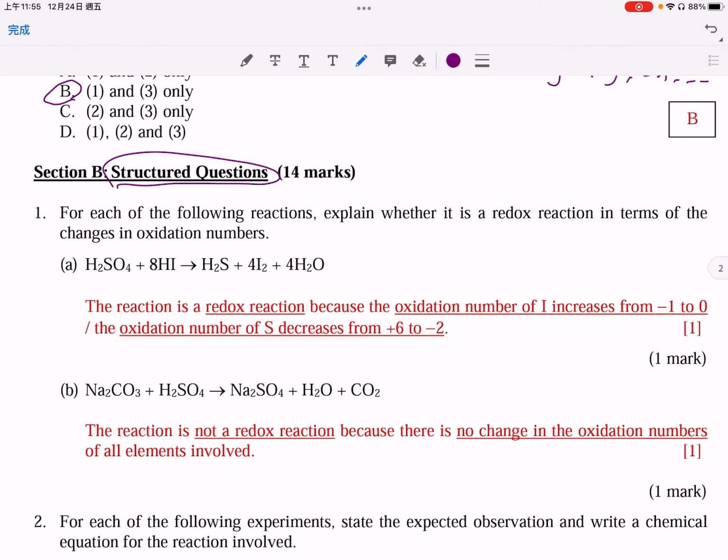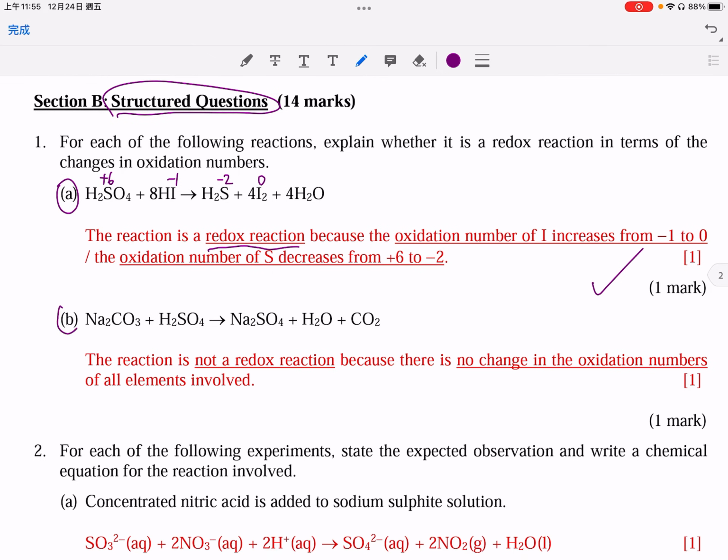Structured questions. Number 1, 1A is of course a redox reaction. You can find the oxidation number of S. It changes from +6 to -2. For iodine, the oxidation number changes from -1 to 0. So always remember you answer in such a sentence pattern.